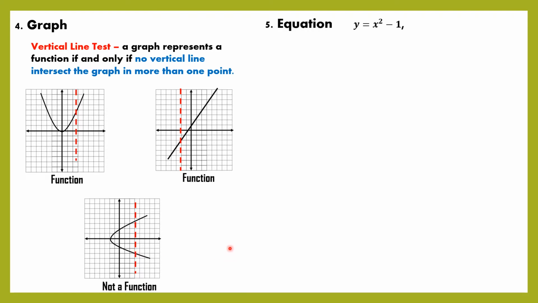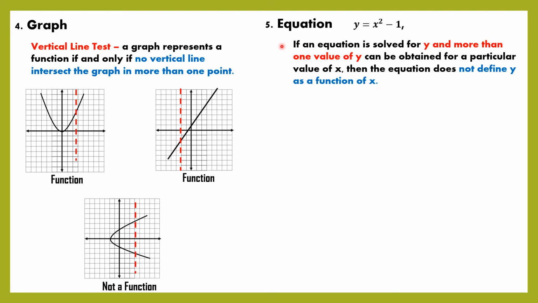Number 5, equation. So, paano natin malalaman kung ang equation is a function? So, example ng equation na function ay y is equal to x squared minus 1. Pero, if an equation is solved for y and more than one value of y can be obtained for a particular value of x, then the equation does not define y as a function of x. So, ibig sabihin, kapag nagkaroon tayo ng dalawang value ng y, it means that is not function.